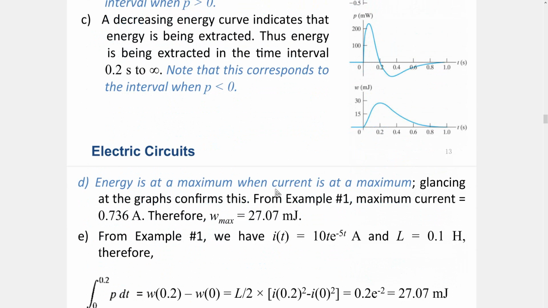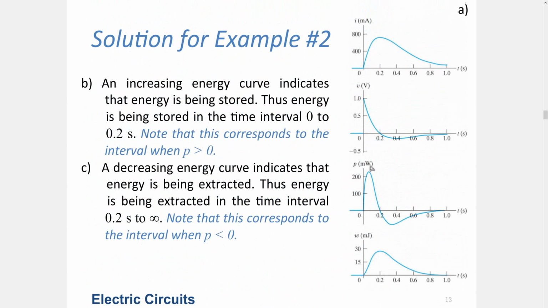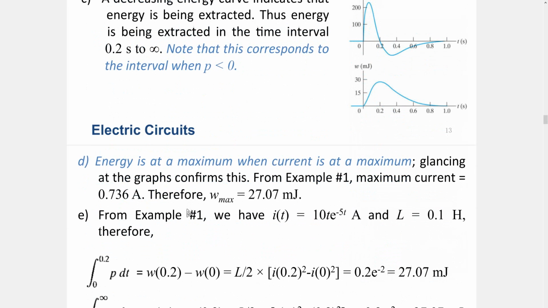So energy is at maximum when the current is at maximum, as you can also see. This is reasonable because we have just derived the energy and current relationship. It was 1/2 times L times I squared. So when I is maximum, I squared will also get its maximum value, and we will get the energy maximized. As you can see from these curves, we got the energy at a maximum when the current is at the maximum.